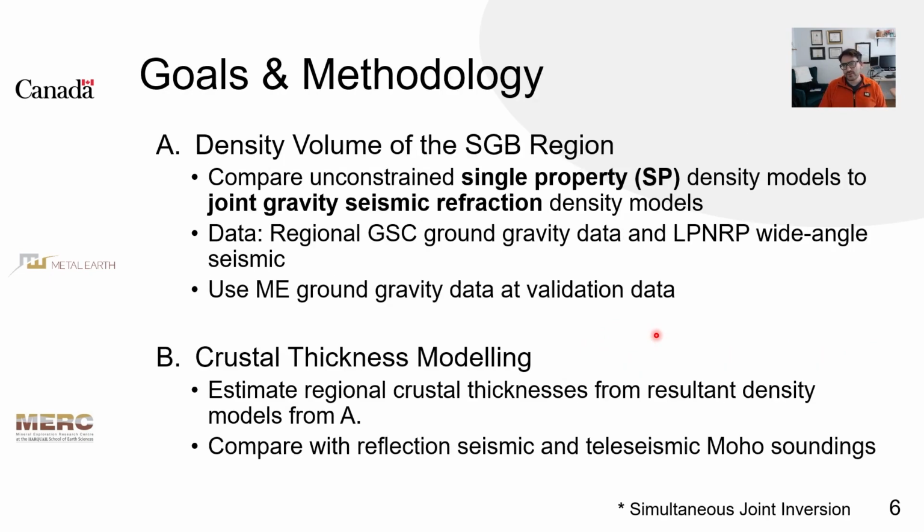So there are 2 main goals to this study. The first is to get a density volume of the region around the Sturgeon Greenstone belt. And we can do that by doing regular single property unconstrained gravity inversions. But those will serve as a comparison to the joint gravity models that we're going to make. And that's using that seismic information to help constrain that.